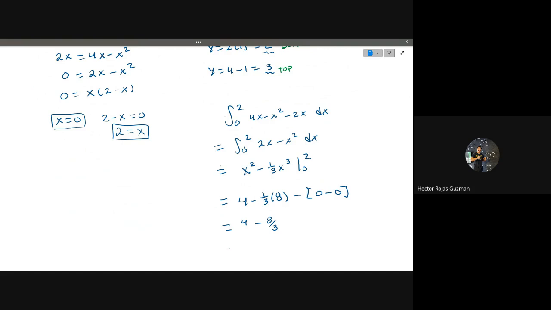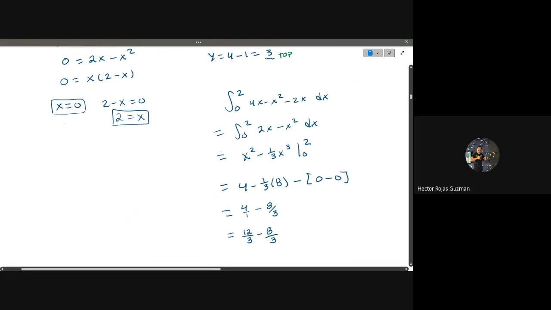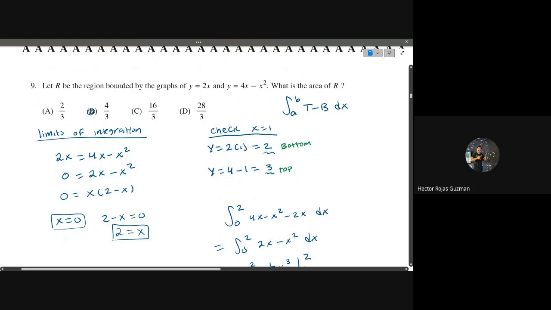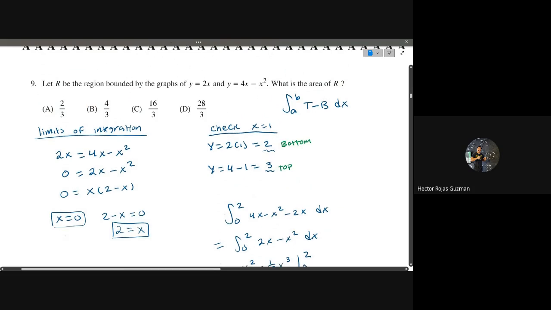To complete the problem, we're going to have to get a common denominator. So the 4, if you multiply it by 3, you're going to get 12 over 3. Don't forget there's an invisible 1. And then 12 thirds minus 8 thirds, that's 4 thirds. The answer is B.